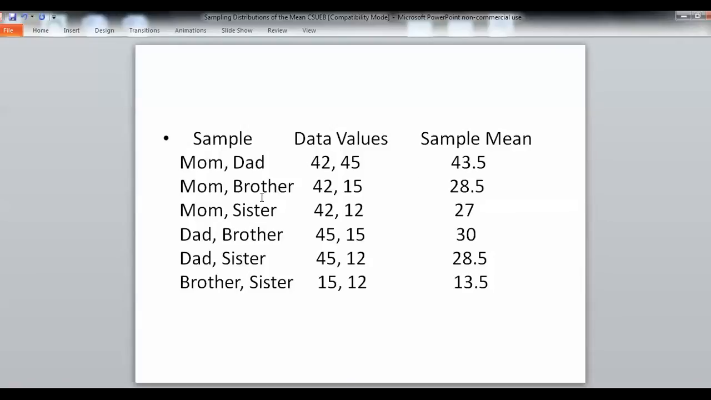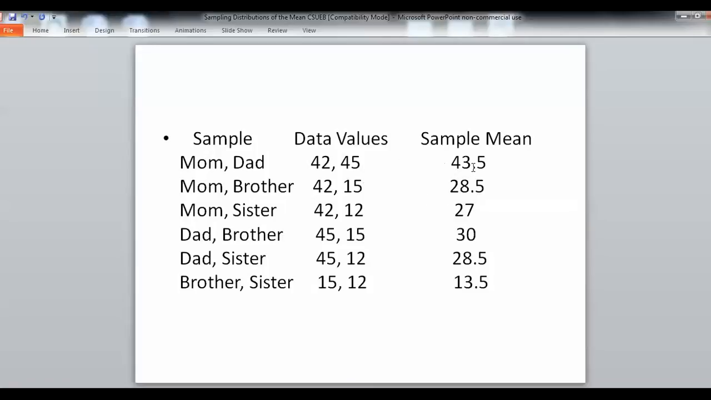The mom and the brother, if they're my sample, then my data set will end up being 42 and 15, and the average of my sample will be 28.5, because in this case, the two members of my sample have the ages of 42 and 15, and if you add up those two numbers and divide the total by 2, you get 28.5.